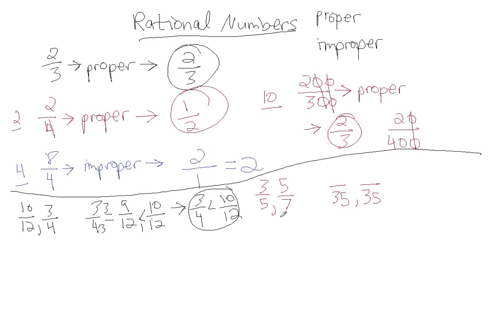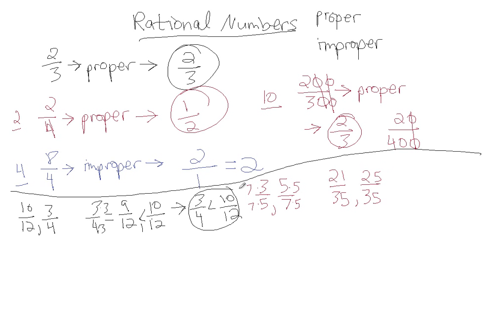Let's do 3/5 first. What do we multiply 5 by to get to 35? We'll multiply by 7. Whatever we do in the denominator, we must do in the numerator. 7 times 3 is 21. So now we've transformed 3 over 5 into 21 over 35. Now let's do 5 over 7. What do we multiply 7 by to get 35? We'll multiply by 5. 7 times 5 is 35. Whatever we do in the denominator, we must do in the numerator. 5 times 5 is 25.